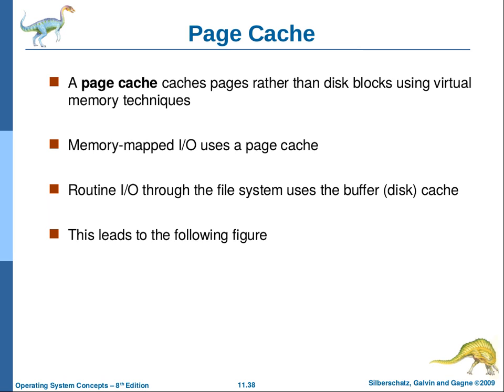All right, page cache. You knew caching was coming in, right, Matt? Yeah. So the page cache will cache pages rather than disk blocks using the virtual memory. It's a little different, but you are still caching what's on the disk. You're just looking at it via pages. This is how memory mapped I/O uses a page cache in order to do your I/O. Routine I/O through the file system uses the buffer cache.